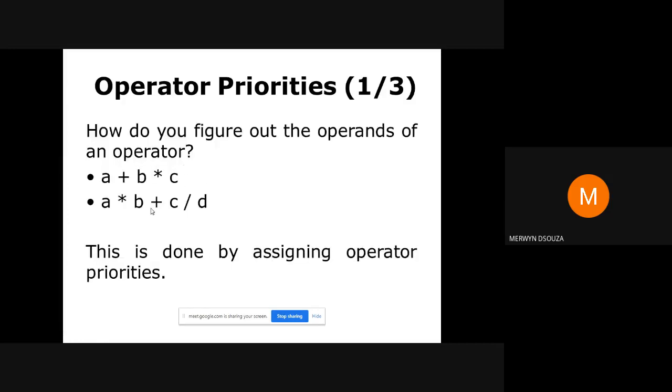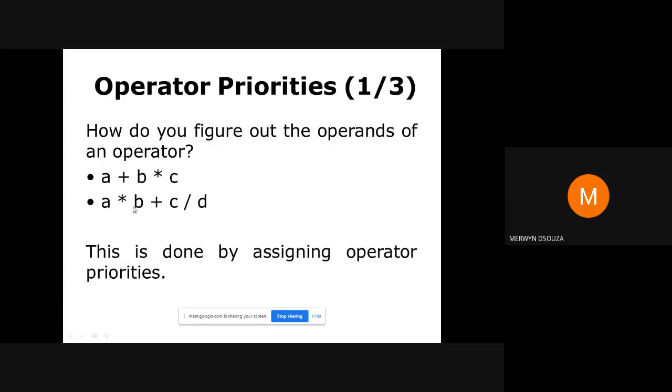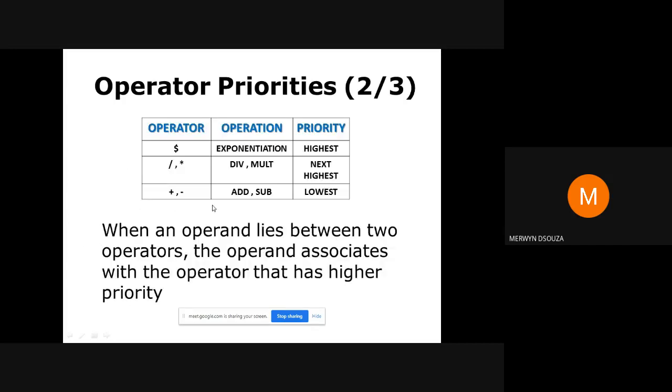For example, in this second expression, you have A multiplied by B plus C divided by D. Multiply and divide have higher priority than plus, but multiply and divide have the same priority. Now what to solve first, I will tell you. The lowest priority is given to plus and minus, that is addition and subtraction. So you can note down this table quickly in your books and keep it. You will need this to solve later on.